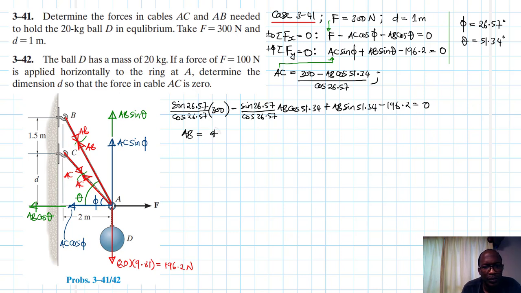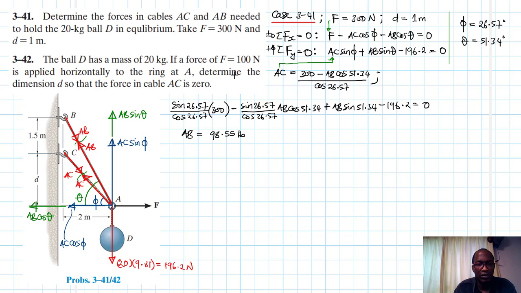Alright, 98.55 pounds. Let me repeat this. So minus tan 26.57. This is a tan here, right? This one, okay? Tan, cos 51.34, okay, plus sine 51.34. Okay, and then that goes the other side.